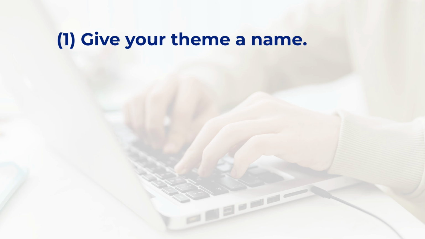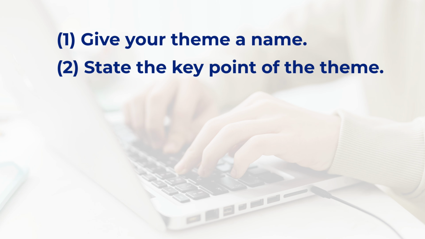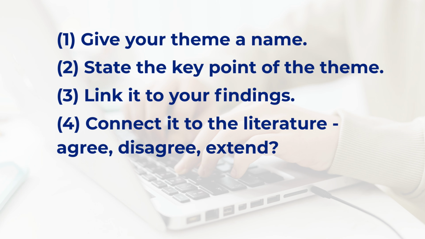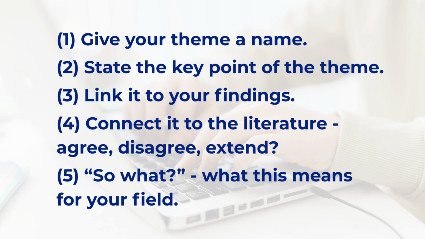Each theme should follow this mini structure. Firstly, give your theme a name or a working title. It doesn't have to be perfect now. You can come back to it. You can change it later. Secondly, state the key point, describe it. What is this theme all about? Thirdly, link it to your findings. Next, connect it to the literature. So is this something that agrees with the literature, disagrees with the literature, extends the literature? And end with a so what. What does this mean for your field?